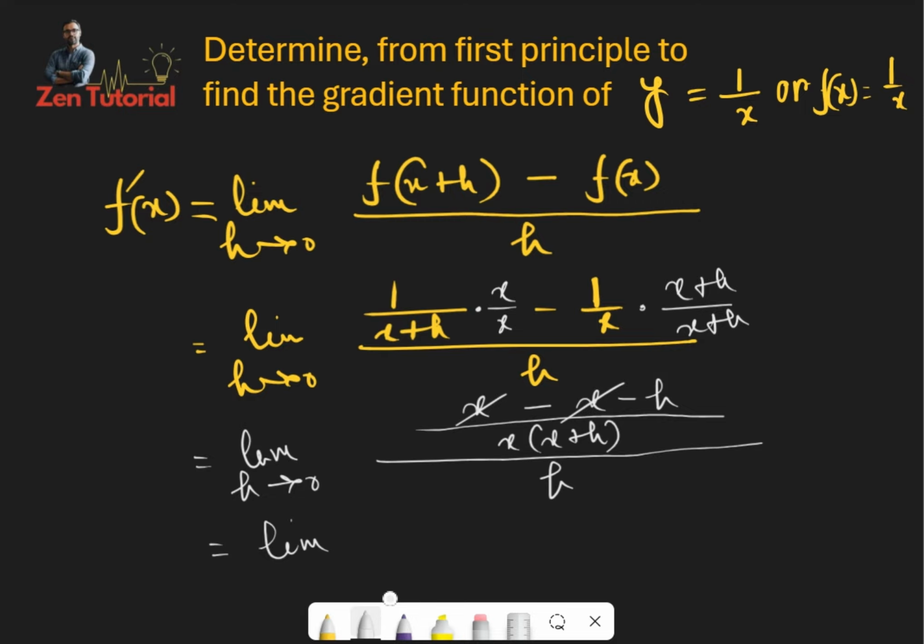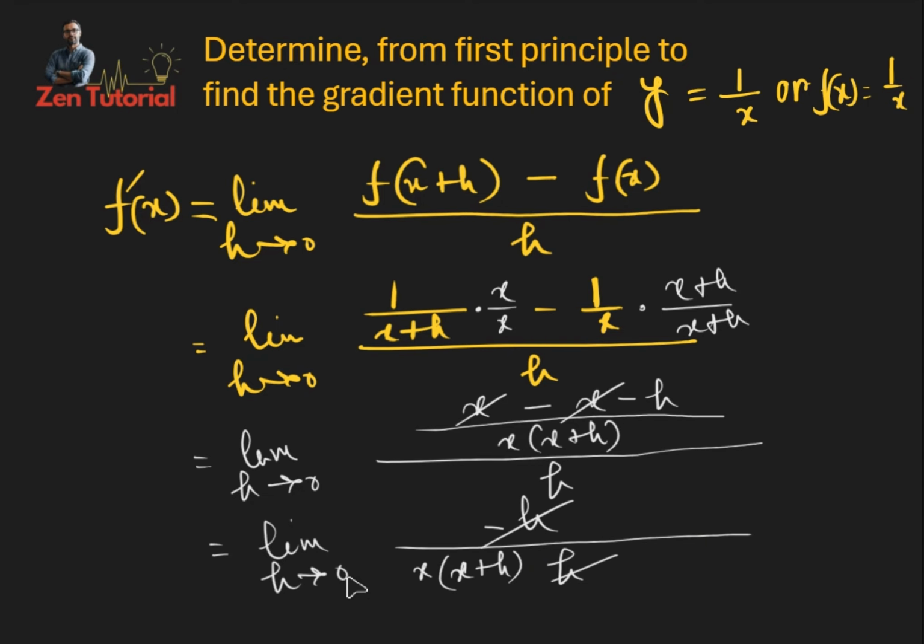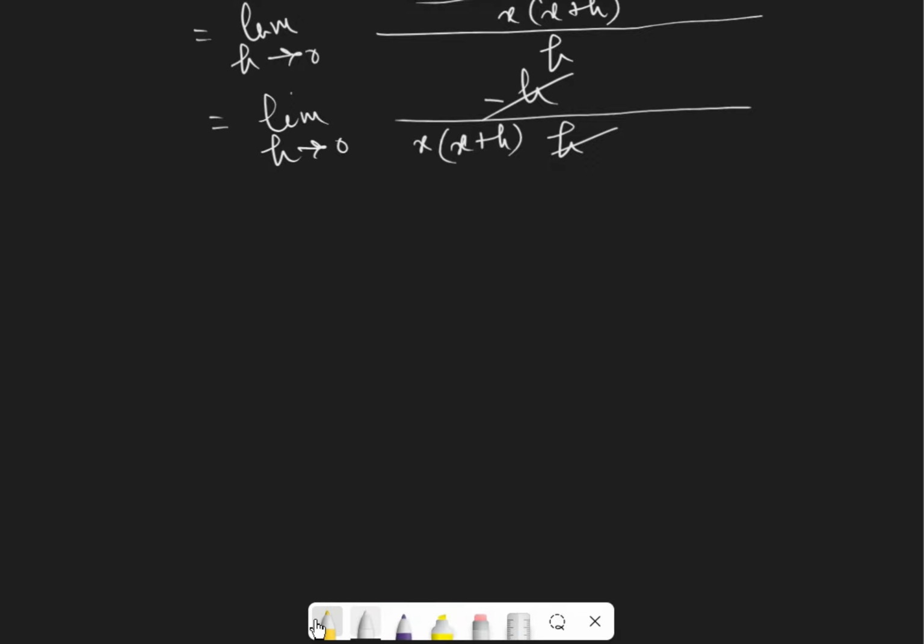So this x cancels out with the other. So limit h tends to 0, 1 by h, and here the numerator will be minus h over x times x plus h. So this h cancels out. Now the following line, of course, limit h tends to 0. Now how does it look? So this is minus 1 by x times x plus h.